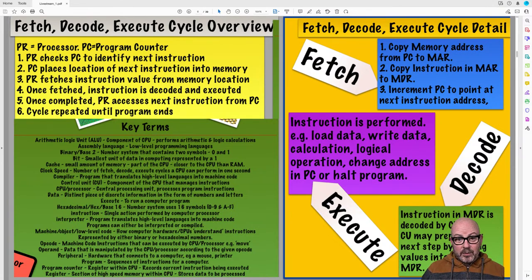So the CU looks at it and says, what am I supposed to do? Now, as a result of that, the control unit may prepare for the next step by loading new values into the memory address register or the MDR, all right?